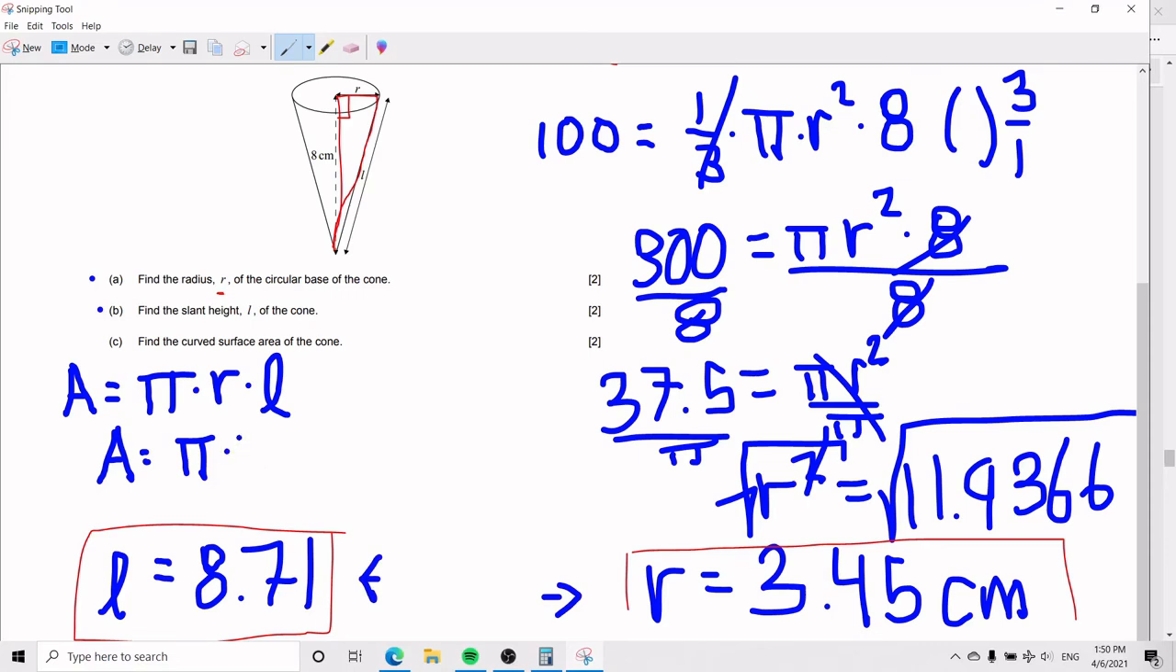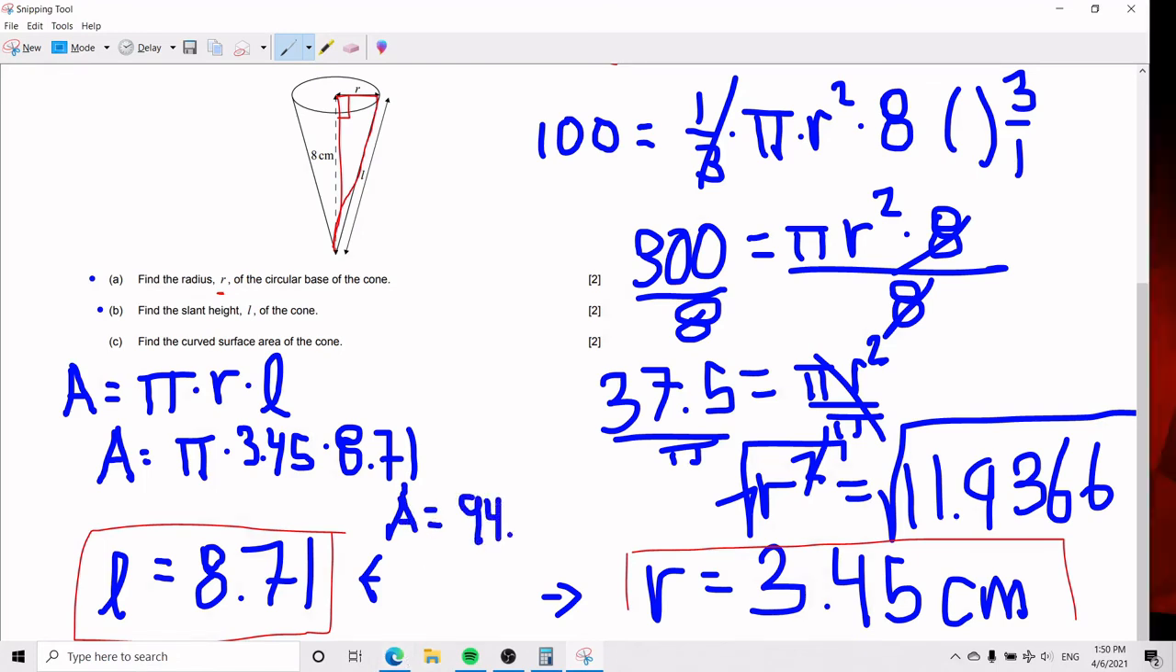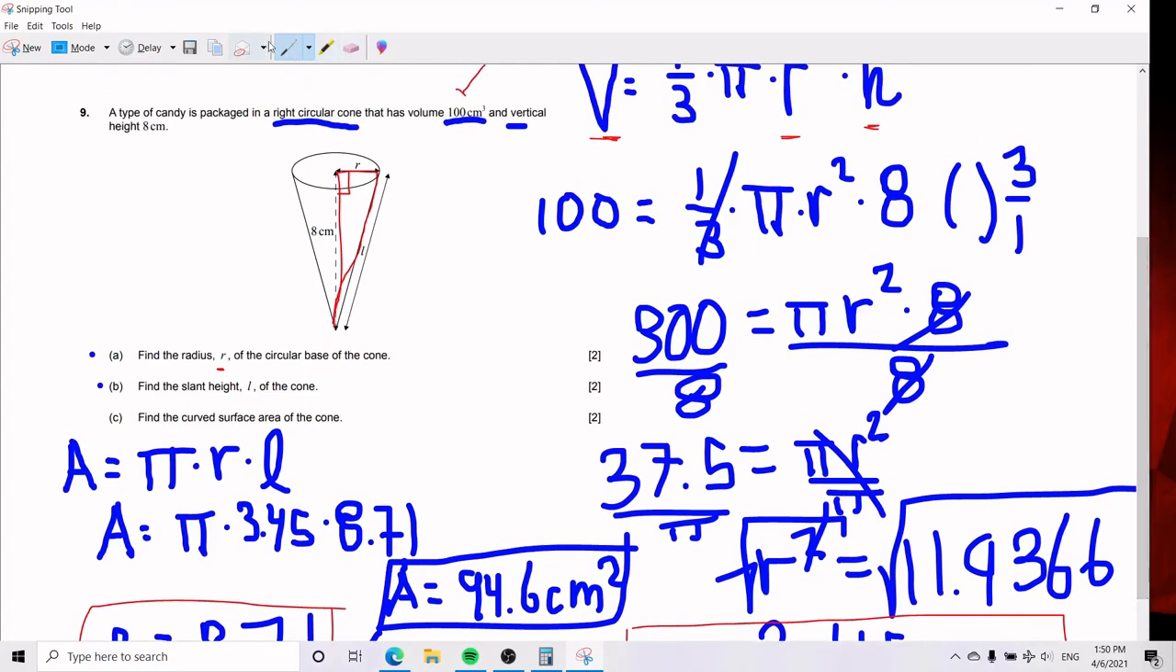We're going to have pi times r, which is 3.45, times L, which is 8.71, and we end up with our area, the curved surface area of the cone, being equal to 94.6 centimeters squared. Okay, now notice that this is the area of just the curved part of the cone. So this means that this area here is what's 94.6 centimeters squared.